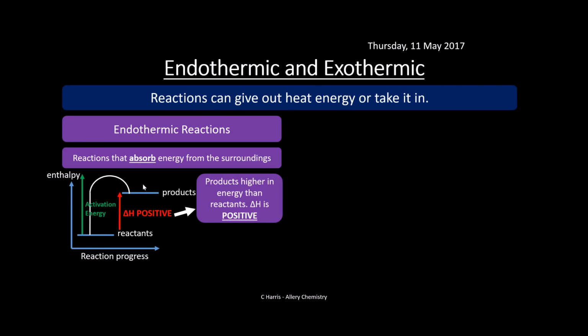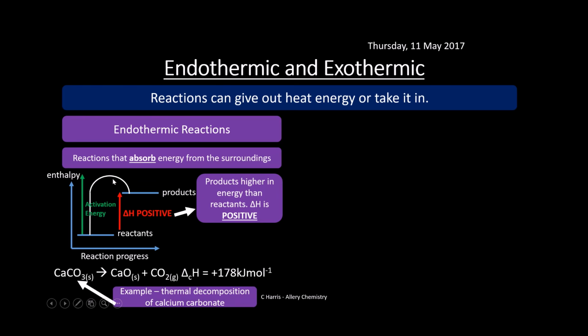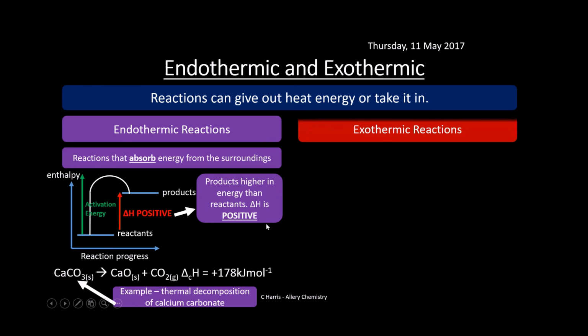You can see here that we've got an activation energy as well. This is the energy profile of the reaction, and the bit from the reactants to the top of this energy profile is called the activation energy. We'll look at that in a little more detail. An example of an endothermic reaction is the decomposition of calcium carbonate. You'd form calcium oxide and carbon dioxide, and the enthalpy change in this case is endothermic, plus 178 kilojoules per mole.